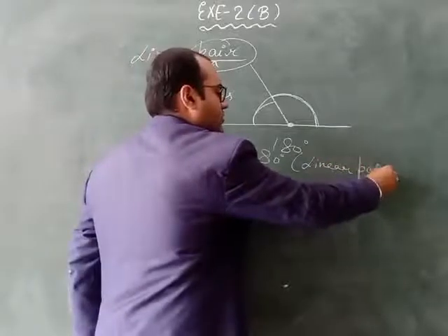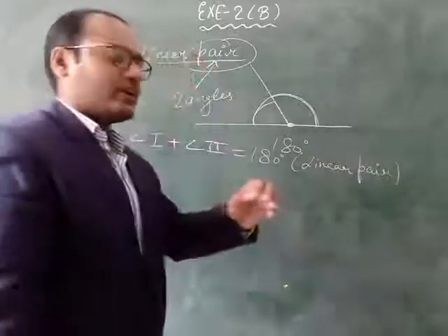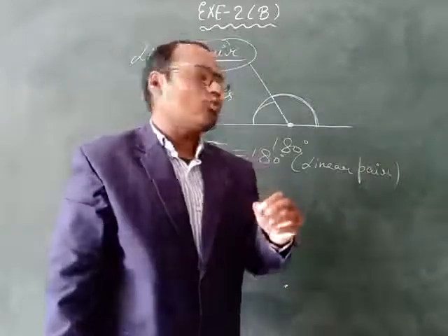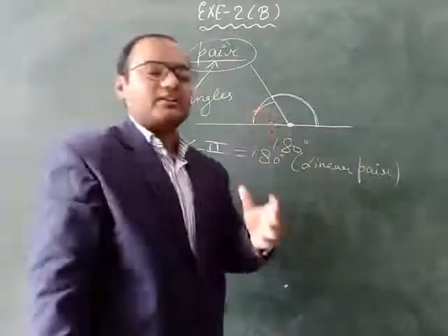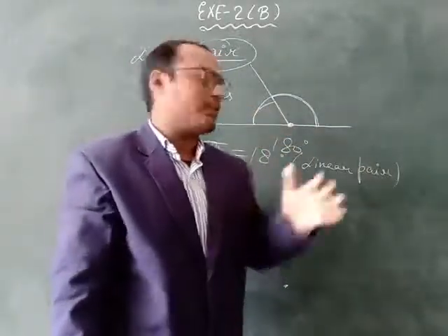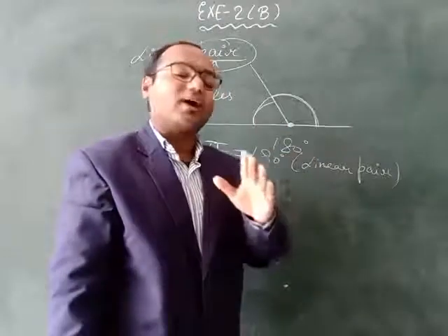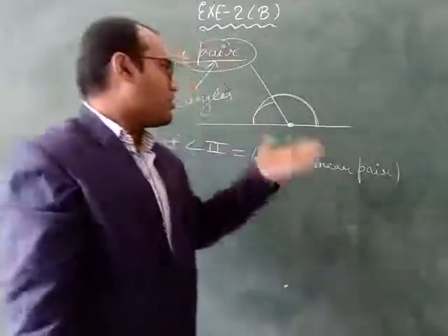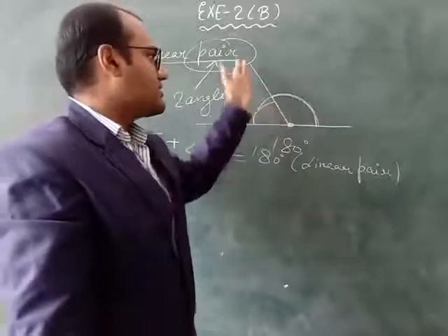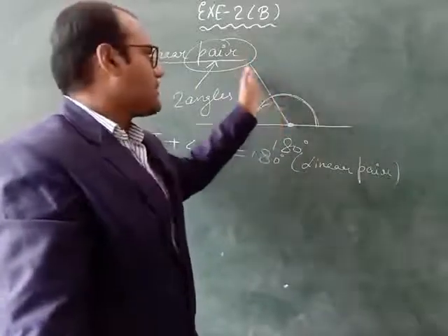The name of the property is linear pair. So in linear pair you have to remember two angles are known as linear pair, two adjacent angles. These are two adjacent angles. Why am I saying these two are adjacent angles? Because in both the angles this is the common arm.